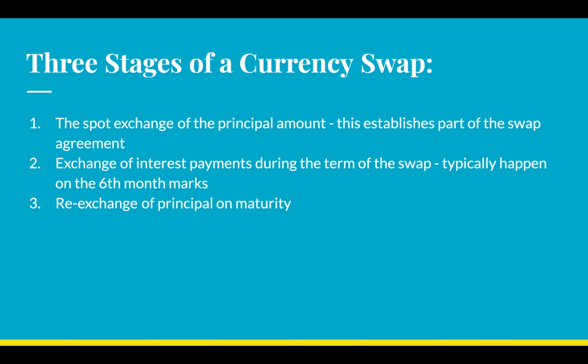A currency swap typically has three stages. Stage 1 is when the spot exchange of the principal amount occurs. This exchange of the principal establishes part of the swap agreement. The second stage is the exchange of interest payments during the term of the swap. This typically takes place on the 6-month mark. The last stage of a currency swap is the re-exchange of principal at the maturity date.